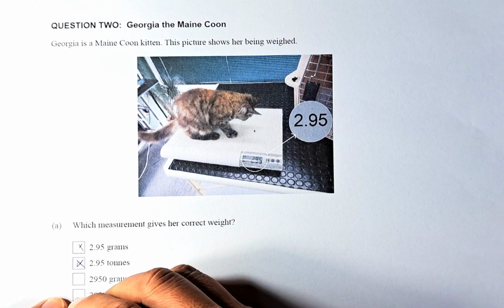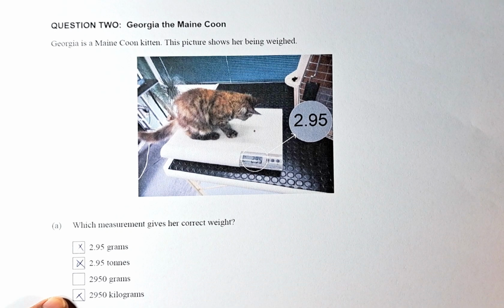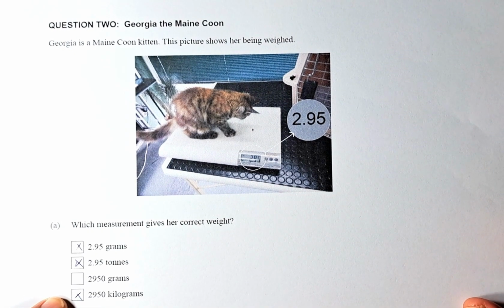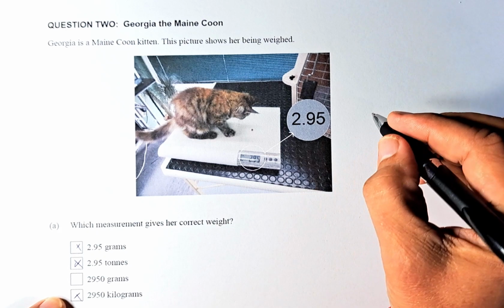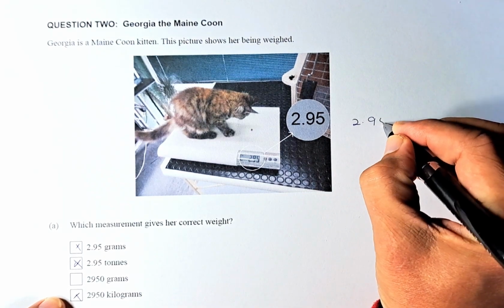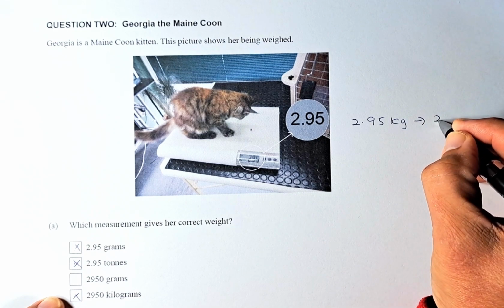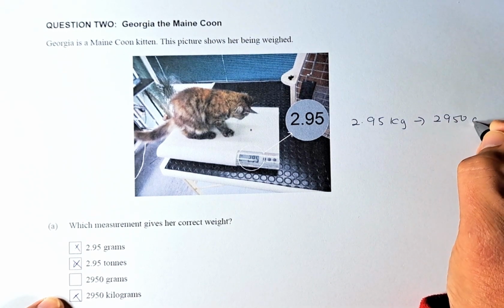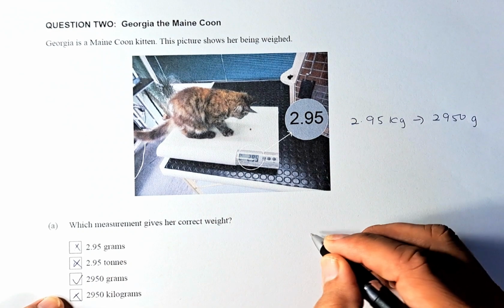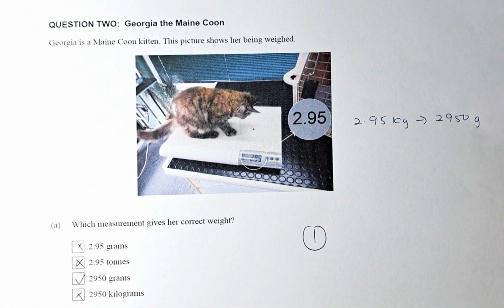2,950 kilogram is also out, because it's too heavy. A human only weighs between 60 to 100 kilogram, or maybe 120 kg, but 2,950 kilogram is out. So it has to be 2.95 kg. If you convert kg to gram, it's going to be 2,950 gram. And that is the answer, and that is outcome number 1.